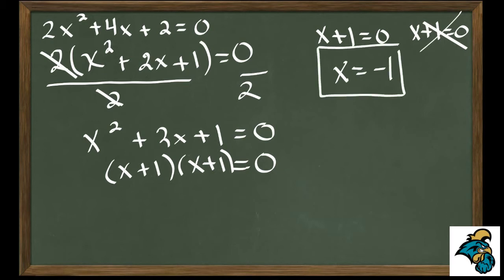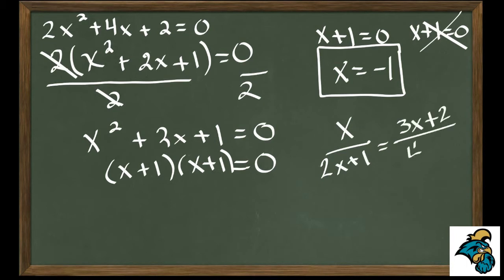Now I need to make sure I go back and make sure that it's okay, that it works. So my original equation was x divided by 2x plus 1 is equal to 3x plus 2 divided by 4x plus 3. So you would plug this -1 into the top and to the bottom of both sides and make sure it comes out equal. The other thing you're really focusing on looking for is making sure that this value does not make the denominator 0. If it doesn't make the denominator 0, you should be good to go.